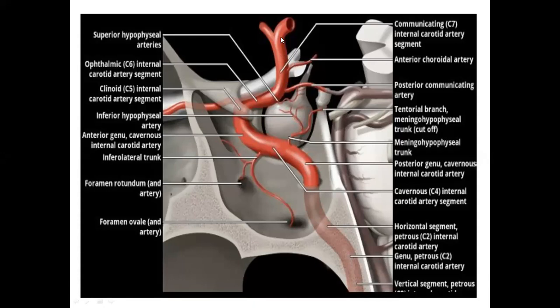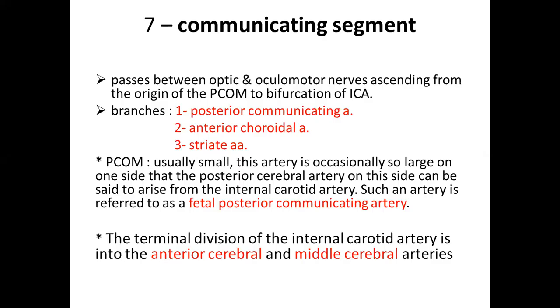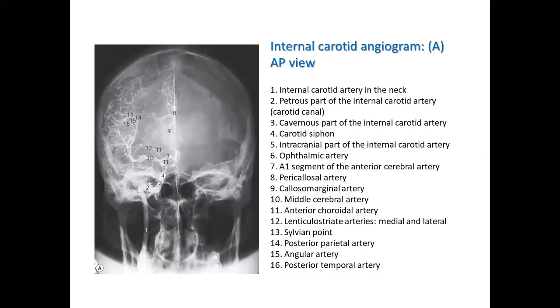The terminal divisions of the internal carotid artery are the anterior cerebral artery, passing anteriorly, and the middle cerebral artery, passing laterally. Here, an internal carotid angiogram, AP view, showing the segments we talked about. Here, the cervical segment, petrous segment, cavernous segment, carotid siphon. The carotid siphon is the cavernous and supraclinoid portion of the internal carotid artery.